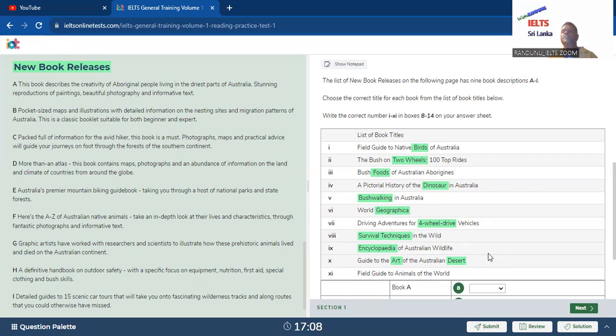Field Guide to Animals of the World. Last one, Animals of the World, right?